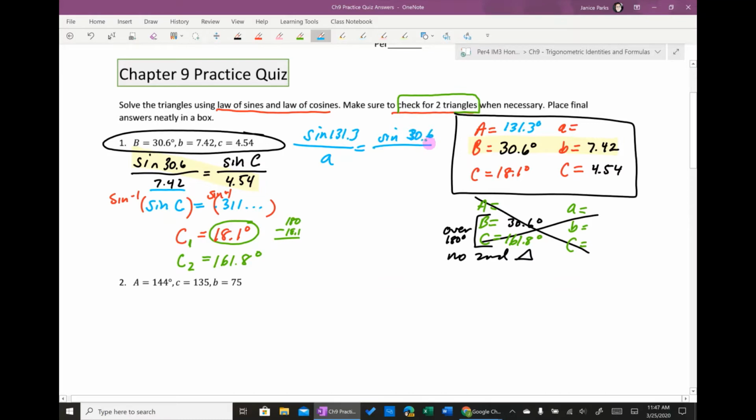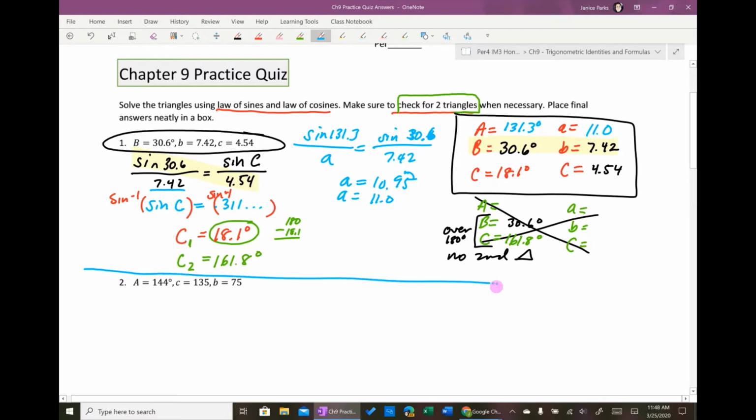Again, use the given information whenever possible, okay? So 7.42. So when we put that in the calculator, we're going to multiply sine of 131.3 times 7.42, and then divide that by sine of 30.6. And you should get the A value is 10.95, which makes that, you have to add 1 to that, so it's going to be 11.0. And that's the first problem.